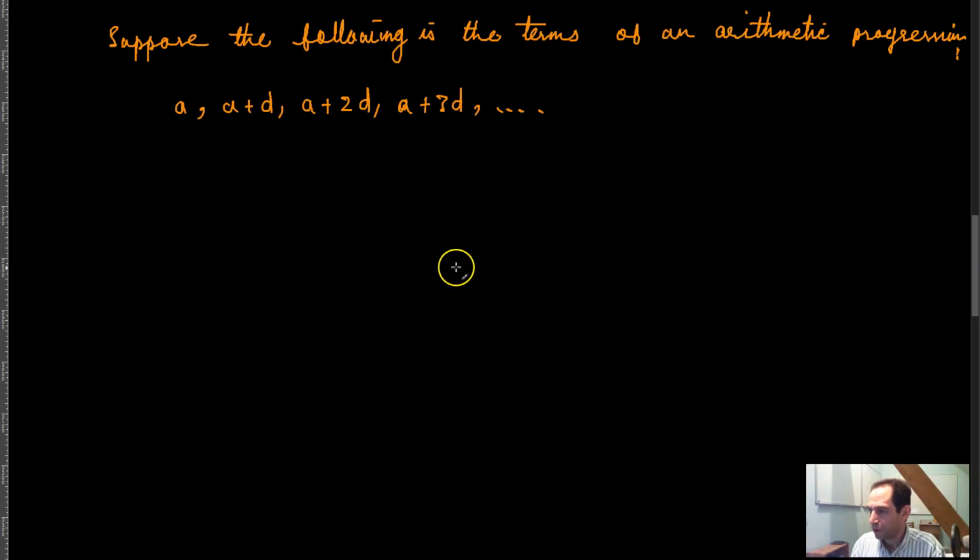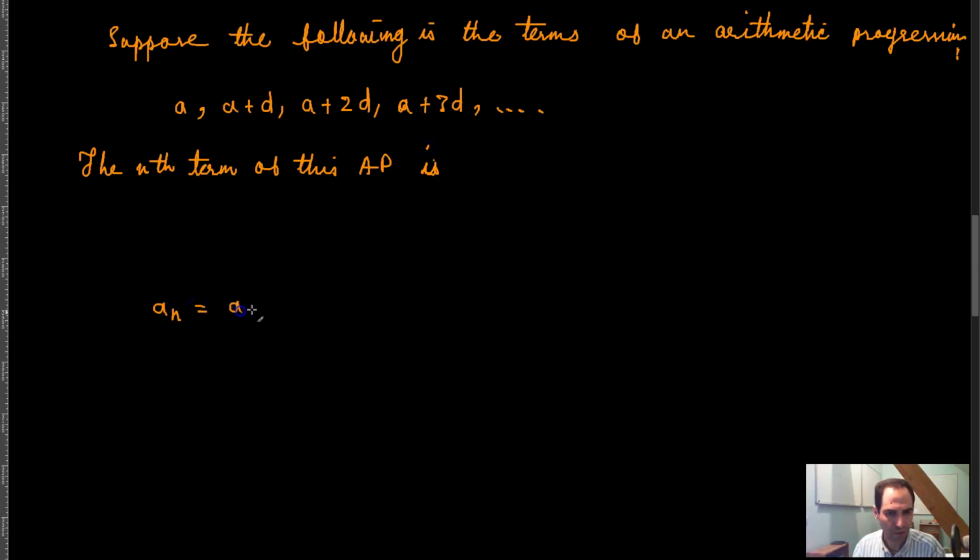And the nth term of this AP, as we know, is a_n. We calculated that to be a plus (n minus 1) times d. So that is a plus (n minus 1) times d.